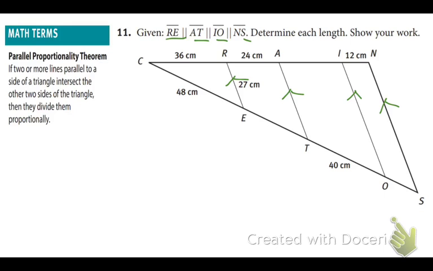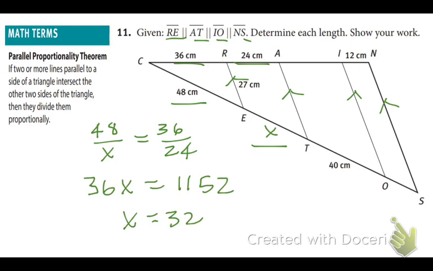So we're going to do part A first, where we're looking for the length of segment ET. Well, we can say 48 over X equals 36 over 24. So 48 is to X as 36 is to 24. So after we cross multiply, we wind up with 36X equals 1,152, dividing both sides by 36, and X is 32.